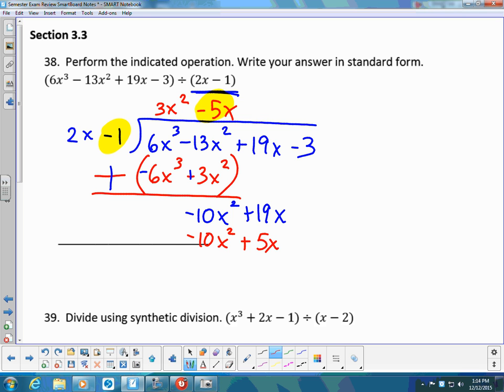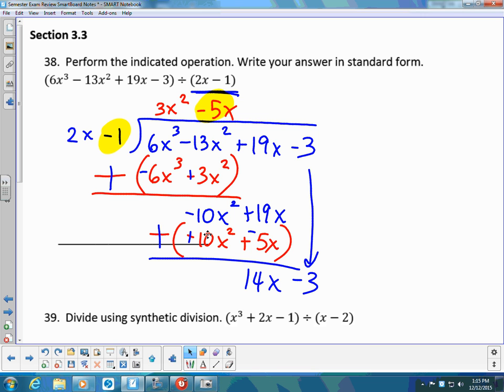So I'm going to put a big parentheses around this. I'm subtracting, but I want to change that to addition and change the signs here. Now I'm adding. Negative 10x squared plus a positive 10x squared is 0x squared. 19x plus a negative 5x is 14x. And I'm going to bring down my next term, which is the minus 3. And the process needs to repeat one more time.